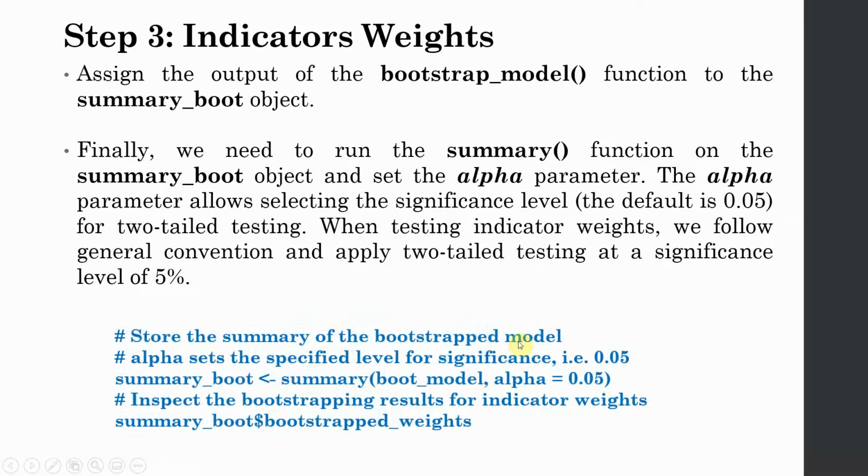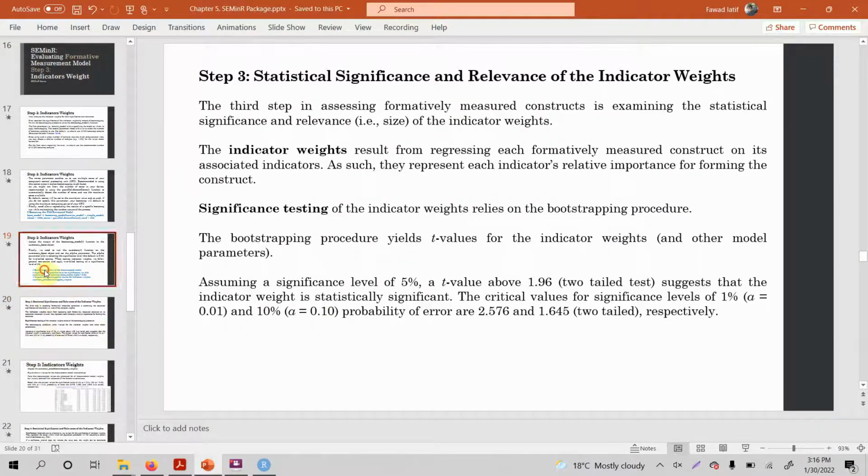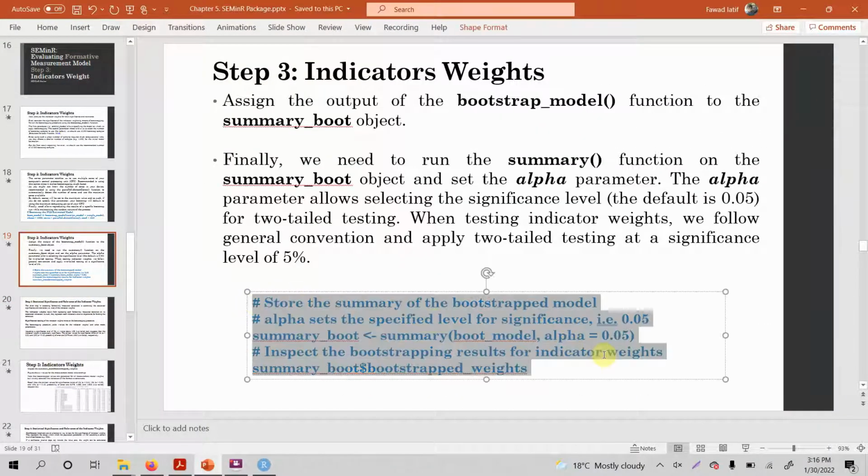Now, how do we do this? Look at this alpha level here. Now again, look at this. Previously, when we were doing summary, we were just having this boot_model that we ran earlier. But now we are going to add this argument as well. Now let's see how we do this. Again, we simply need to copy this text here.